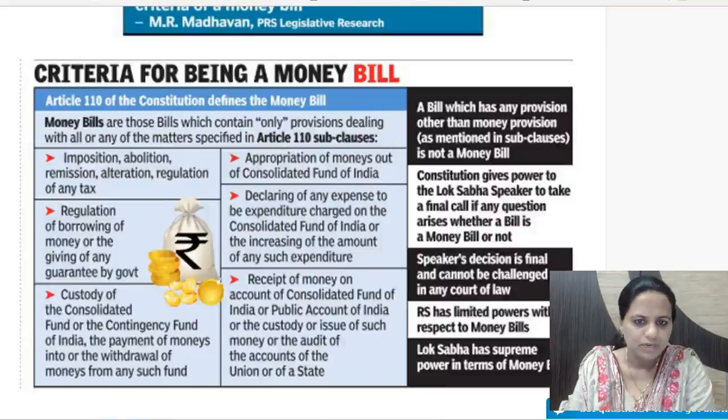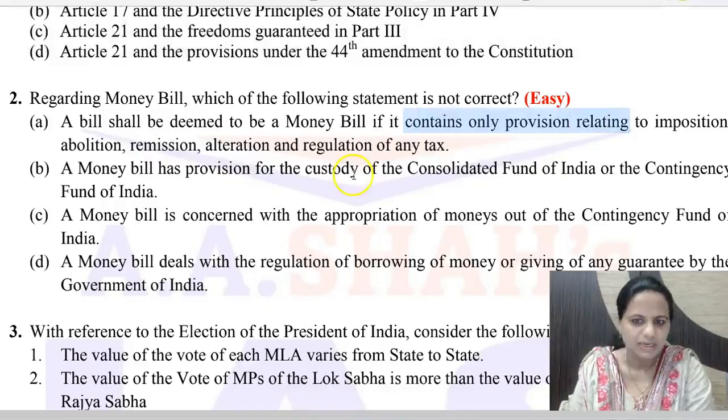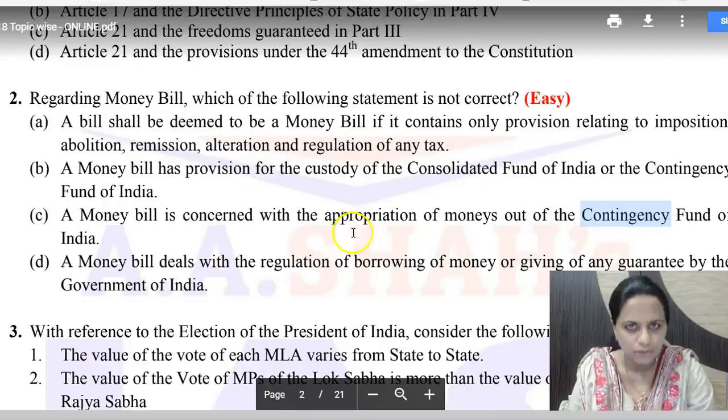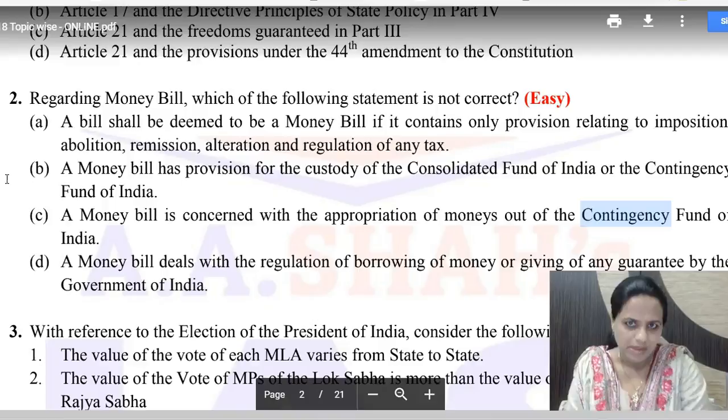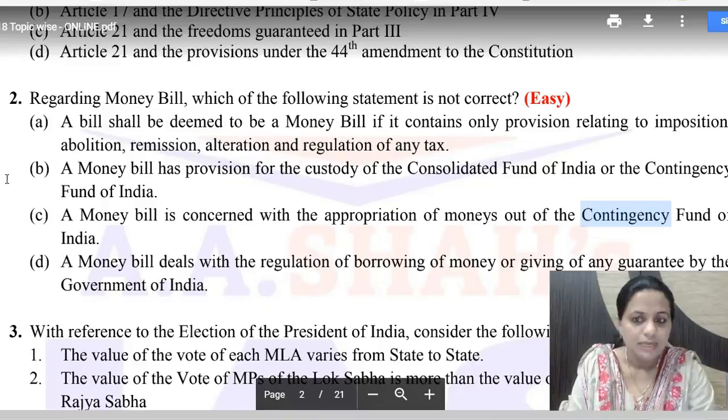If it contains only provisions, so this is of course correct. This is incorrect. Appropriation of money out of contingency is incorrect. If you move to your static portion, there are two funds, majorly: the Consolidated Fund of India and the Contingency Fund of India. The Contingency Fund is with the executive. In contingent situations, in emergency situations, money can be appropriated out of it. So a money bill is regarding the Consolidated Fund.